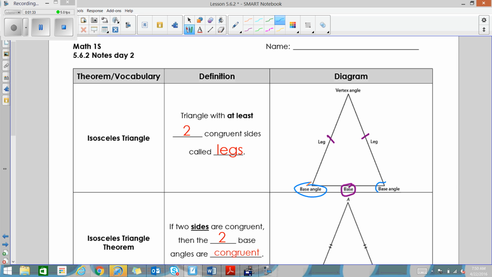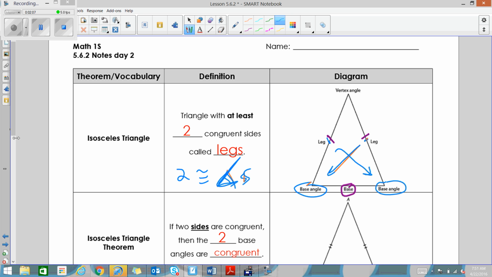These base angles have some special property because of these legs that are congruent up here. The angles opposite the congruent sides, these base angles, are congruent as well. So in isosceles triangles, not only do you get 2 congruent sides, but you get 2 congruent angles. Sorry, that should be an angle. Anyway, so we're going to be using this theorem today to help us out.